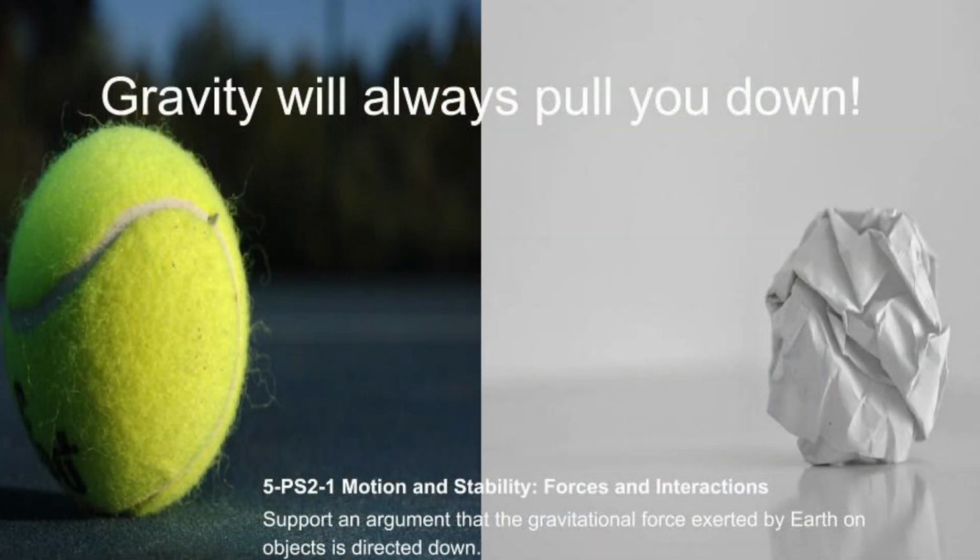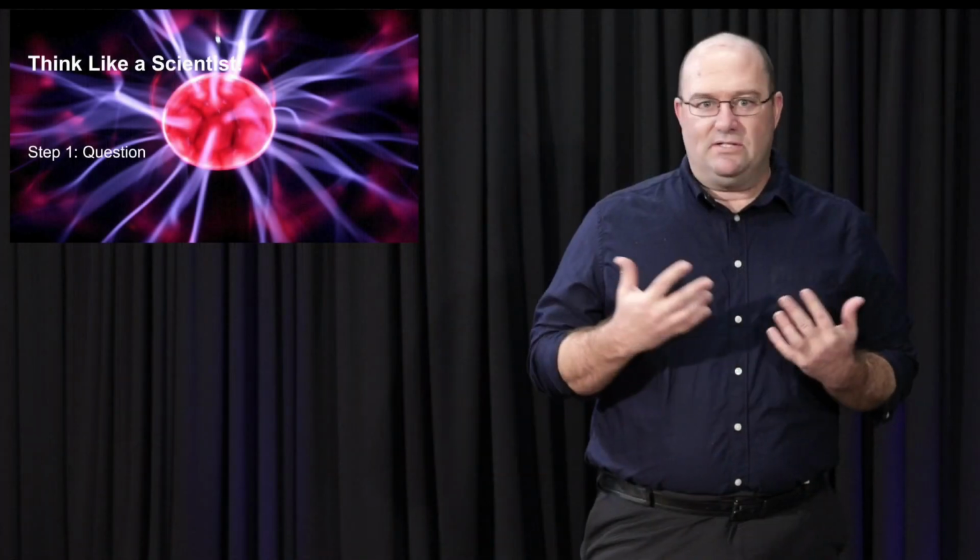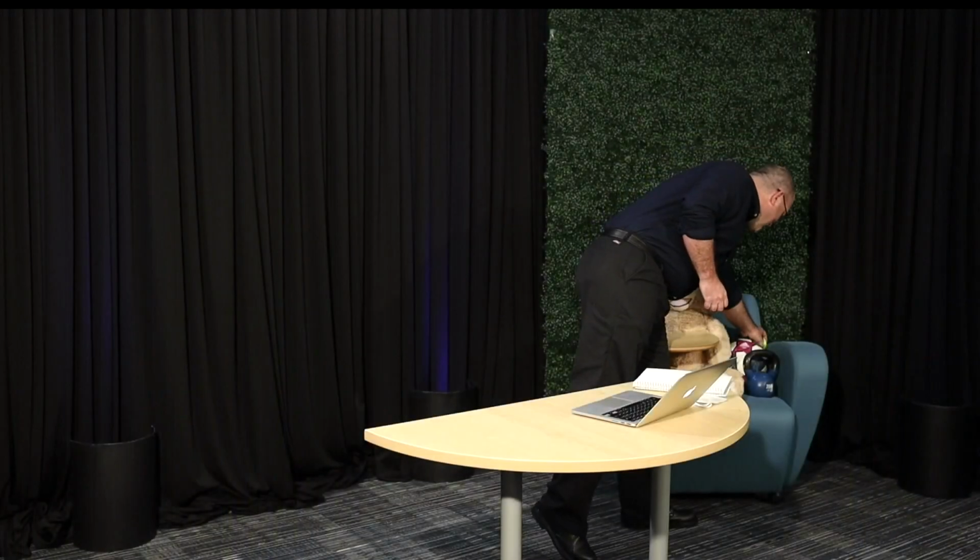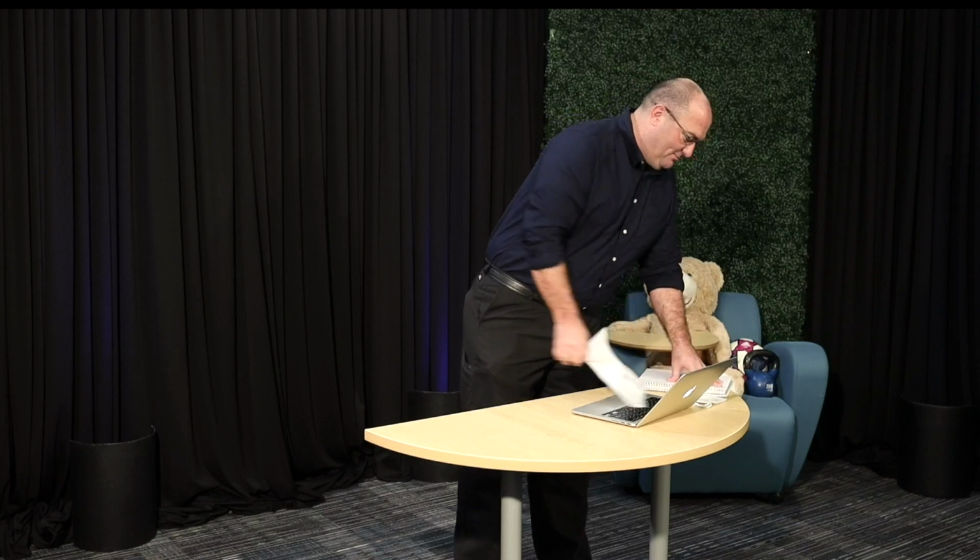So our first thing we're going to talk about is gravity will always pull you down. On my slide here, I have a picture of a tennis ball and a crumbled piece of paper. And what we're going to be looking at is we're going to be trying to think like a scientist. A scientist will always question. So I have my friend Gage. Gage is holding a tennis ball for me. And I'm going to take a regular piece of paper, and I'm going to crumble it up so that it's very similar in shape to my tennis ball.